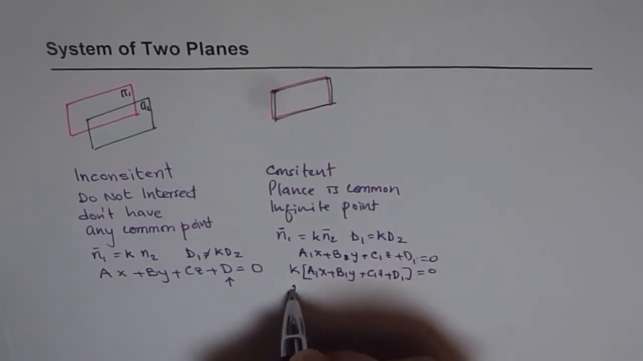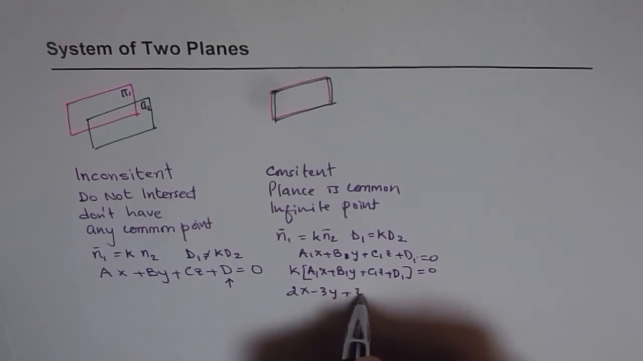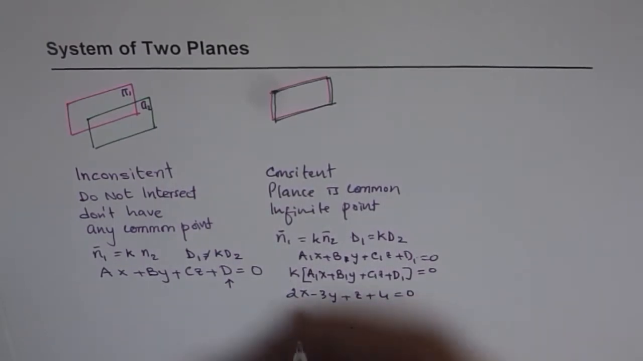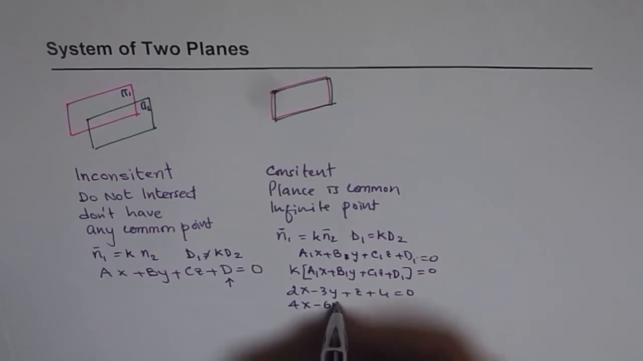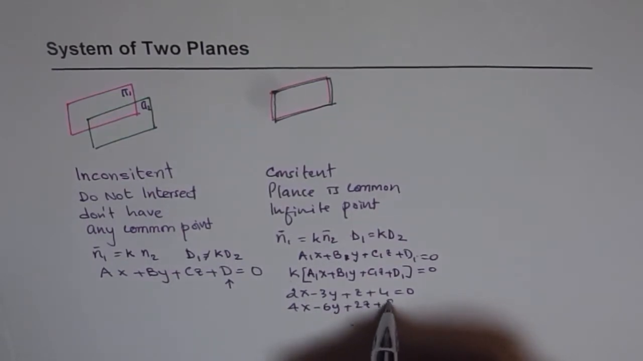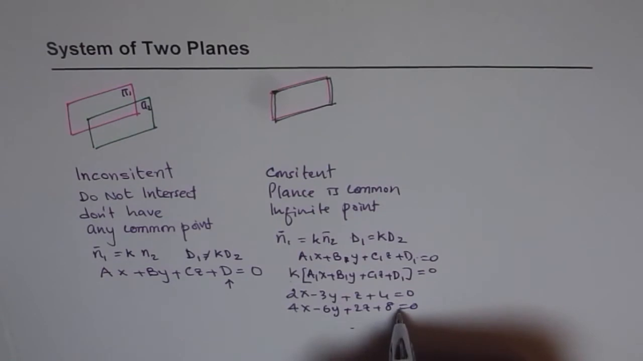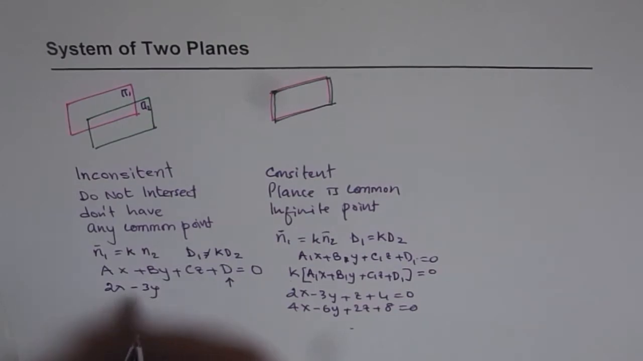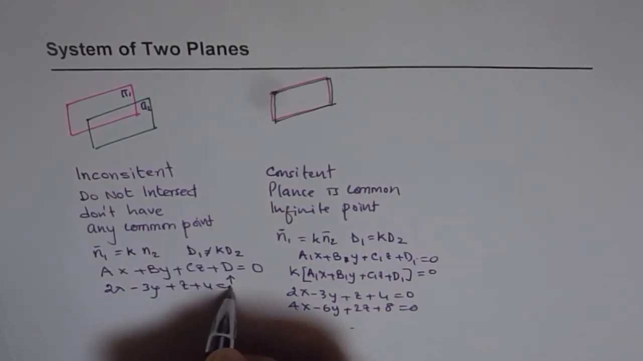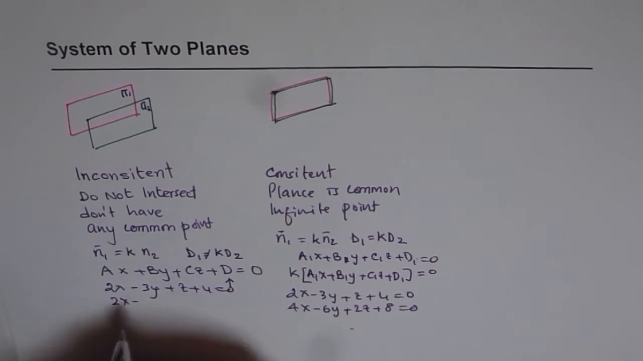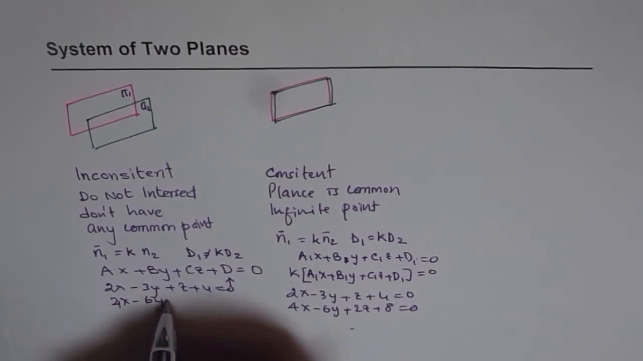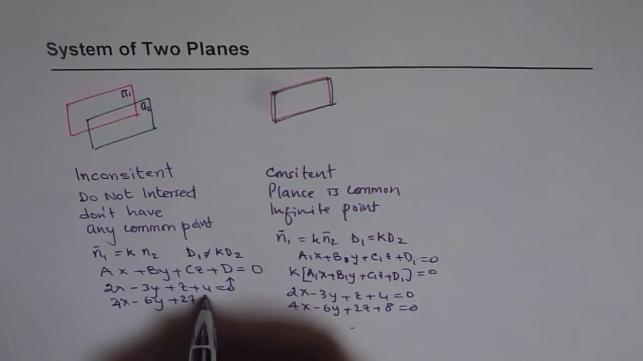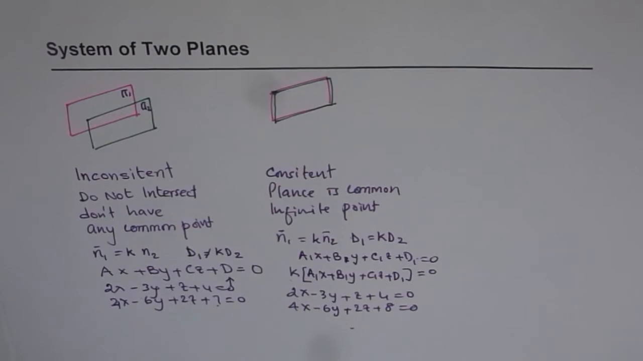For example, if I write a plane 2x minus 3y plus z plus 4 equals 0, and the other one as 4x minus 6y plus 2z plus 8 equals 0, then they are the same planes. On the other hand, if I write 2x minus 3y plus z plus 4 equals 0, and the other one as 4x minus 6y plus 2z plus, not 8 but any other number, let's say 7 equals 0, then they are parallel. Do you see that? They are not exactly the same, they are parallel.